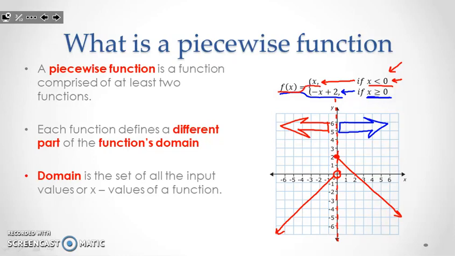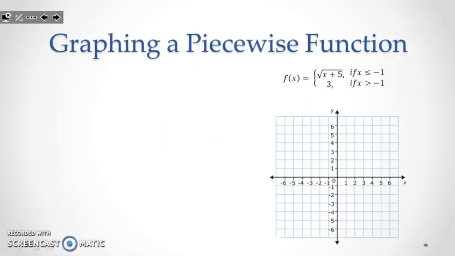Okay? Let's graph an example of this. All right. I've got f of x equals the square root of x plus 5, and I've got f of x equals 3. Okay? So those two functions should look familiar.